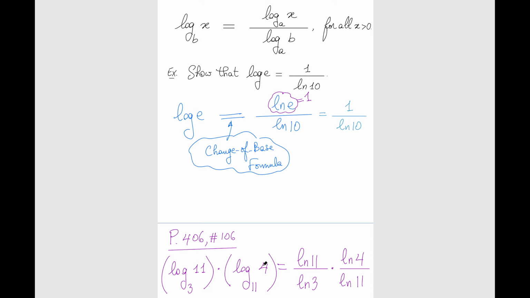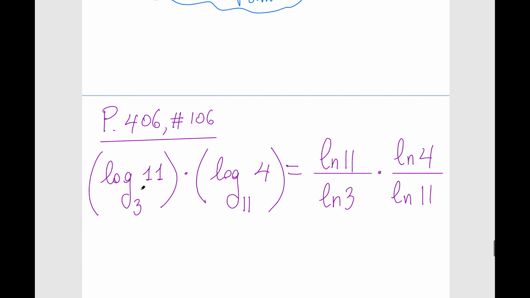So I wrote each one of them in the same base, because originally they are different bases, 3 and 11. We rewrote each expression in log of the same base, and we chose e. We could have chosen something else. Now all of these are log functions acting on different numbers, but it's the same base throughout.